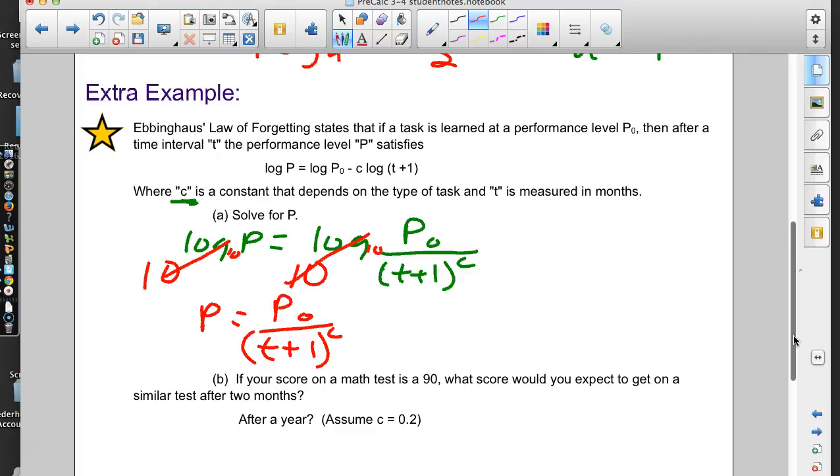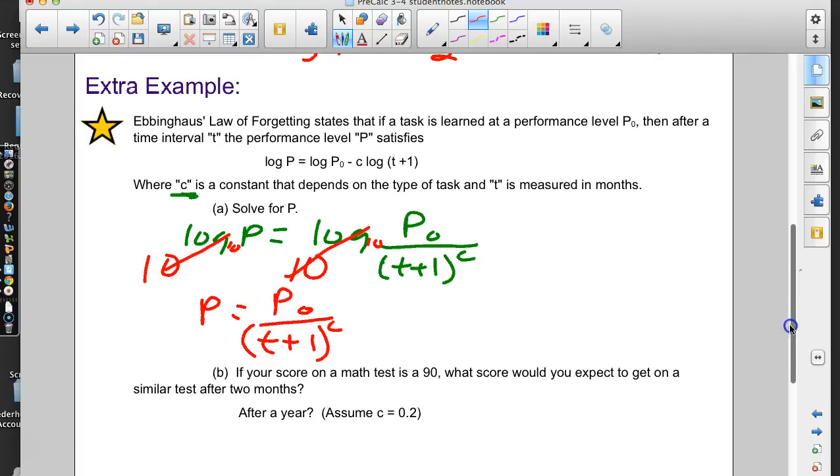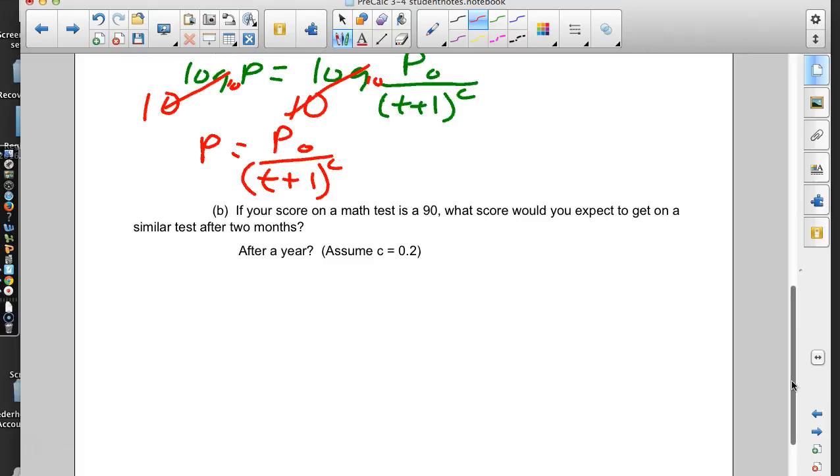Now, B has us actually use this. It says, you scored a 90 on a math test. If you took the same test 2 months later, what could you expect your score to be? Well, you scored 90. That was your initial P. I guess we could think of that as just some kind of score. It said performance level, but we're performing at 90%. Down on the bottom here, the time is going to be 2 months. It said this formula is measured in months. So we're just going to put 2 right here. And remember, they had to give us C because it's specialized for this formula. So it says, assume that C is 0.2.